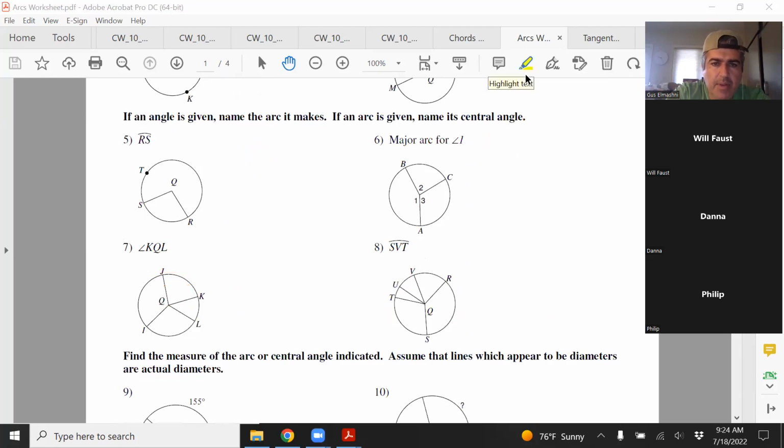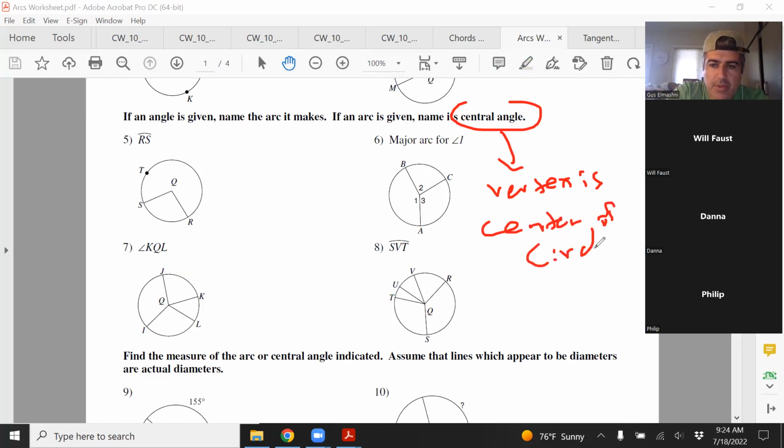If an angle is given, name the arc it makes, or if the arc is given, name the central angle. So remember, central angle means that the vertex is at the center of the circle. So if you have arc RS, then the angle is angle SQR. Okay.